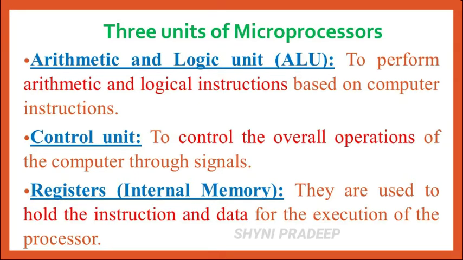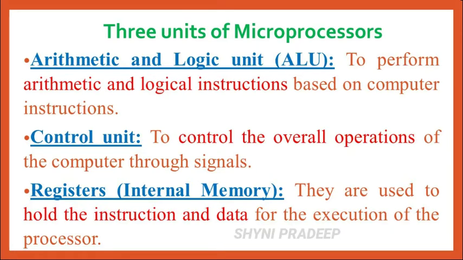What do you mean by ALU? ALU stands for Arithmetic and Logic Unit. It performs arithmetic and logical operations based on computer instructions. And what do you mean by control unit? It controls overall operations of a computer. The control unit controls overall operations of computer through signals.